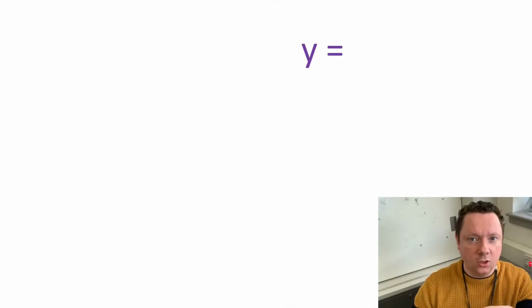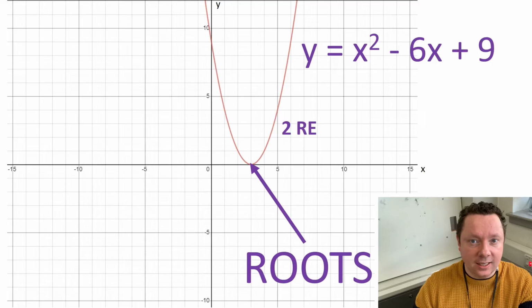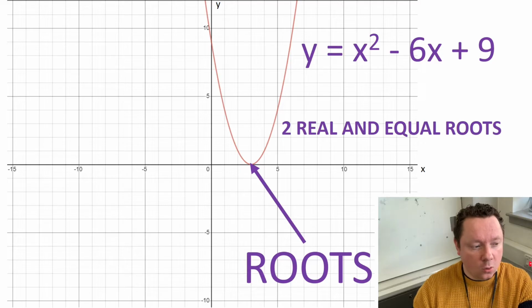Of y equals x squared minus 6x plus 9. You would see that you would have just the turning point touching the x-axis. So it's got a root. The turning point touches the x-axis, so it's got one root, okay? So instead of saying it's just got one root, we say that the roots are equal. It's got two roots, but they're both the same in other words, okay?